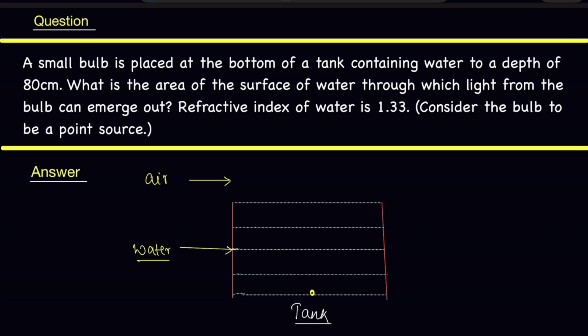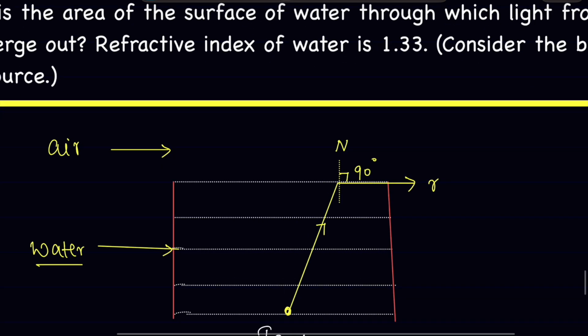If this incident ray is moving in this direction, the incident ray will get refracted, and here we are considering a case of critical angle. When we consider the case of critical angle, then the refracted ray lies on the surface. This is our refracted ray and this is the normal. It makes 90 degree. Now this is our angle of incidence.